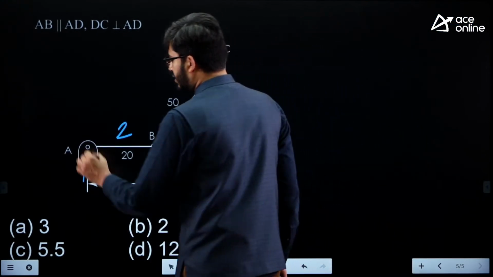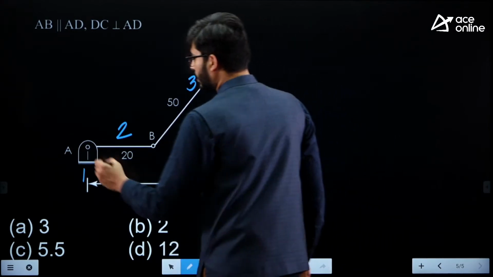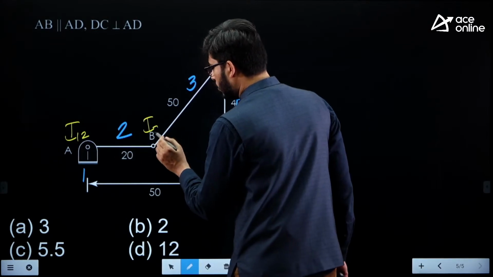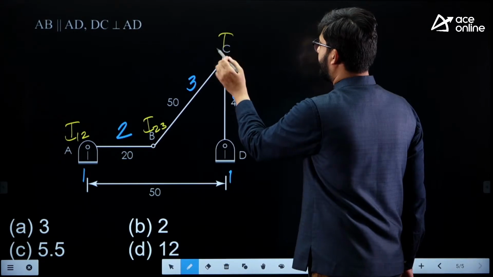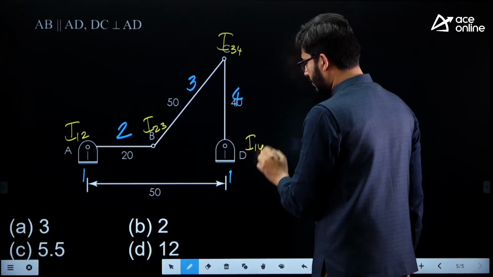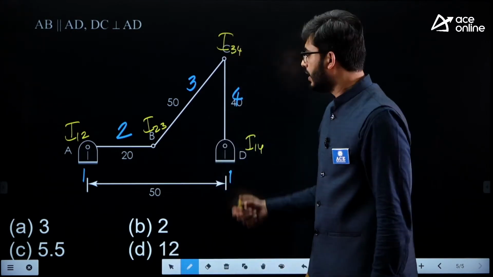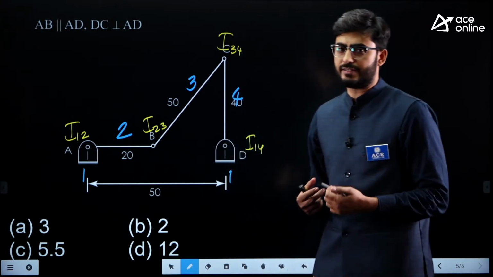Now here, this will be the I center I12, this will be I23, this will be I34 and this will be I14. These are the I centers, guys. The remaining two I centers we have to locate with the help of Kennedy's theorem.